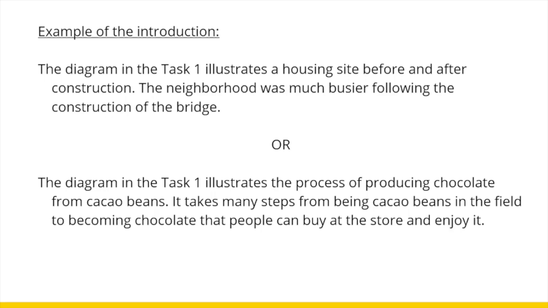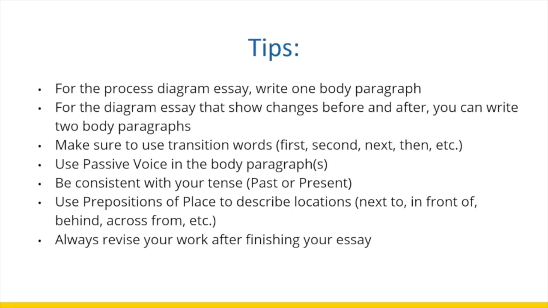Or we have the next one. The diagram in task 1 illustrates the process of producing chocolate from cacao beans. It makes many steps from being cacao beans in the field to becoming chocolate that people can buy at the store and enjoy it.